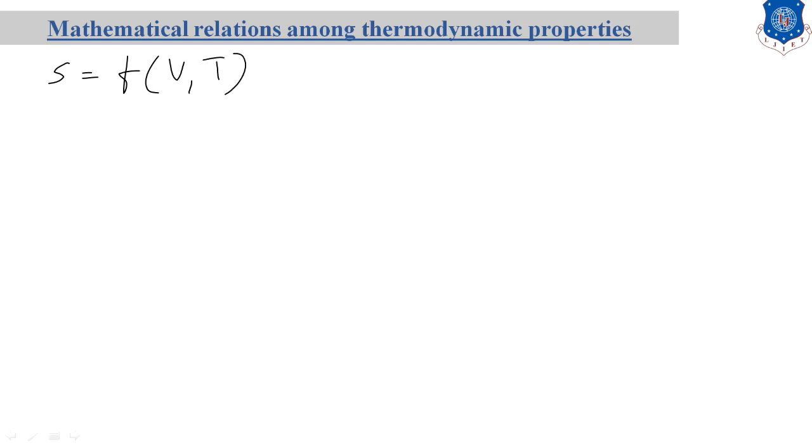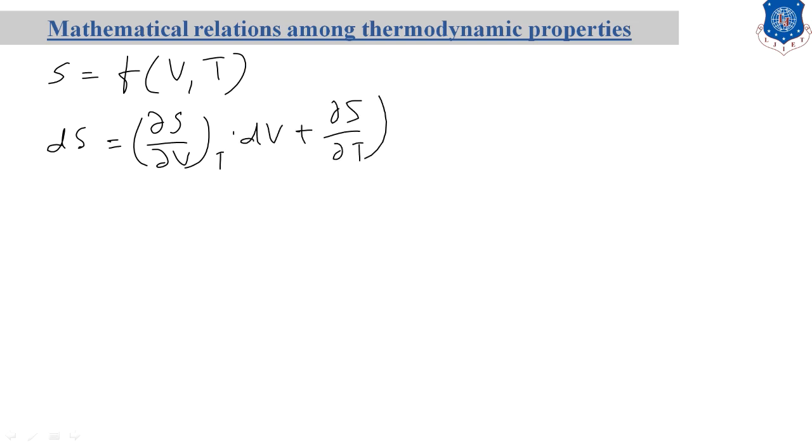So this equation becomes like this: dS is equal to del S upon del V at constant temperature into dV plus del S upon del T at constant volume into dT. So first we have to do partial differentiation with the first term, then total differentiation, dV, plus then differentiate with the second term, which is temperature. So partial differentiation with temperature.